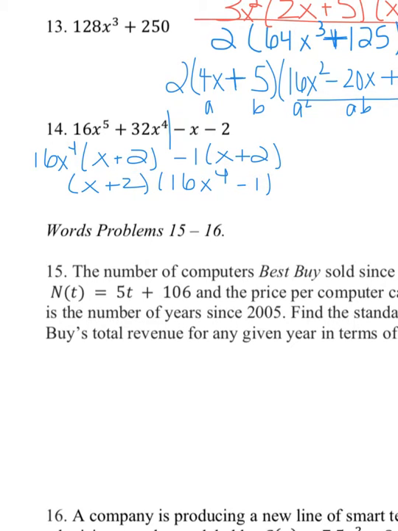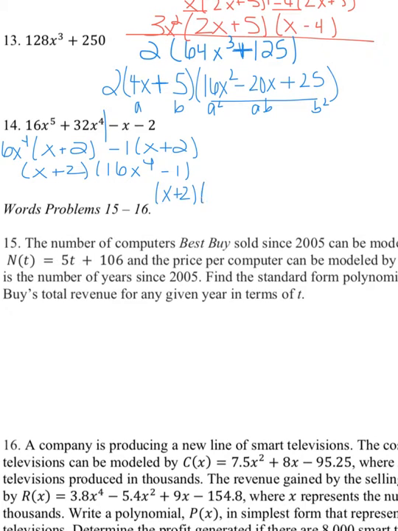16 and 1 are perfect squares. x to the 4th is a perfect square, and we have subtraction in the middle, so this is difference of squares. So the x plus 2 you leave alone. The square root of 16x to the 4th is 4x squared. And then the square root of 1 is 1. And then you have a plus and a minus in the middle. Now if you look again, though, you can do difference of squares again on this last one. 4x squared is a perfect square. 1 is a perfect square. Subtraction in the middle. So 4x squared minus 1, that'll turn into 2x.